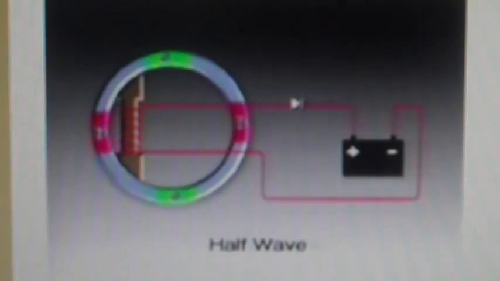The electricity produced by the alternator must be rectified or converted from alternating current to direct current. There are three methods of producing and rectifying the electricity in Honda alternators: half wave, full wave, and three phase.